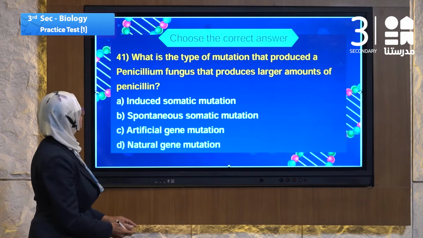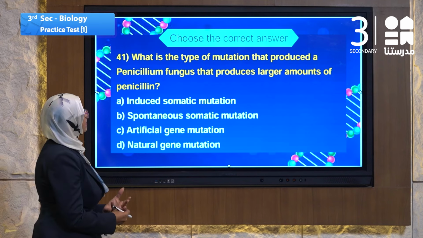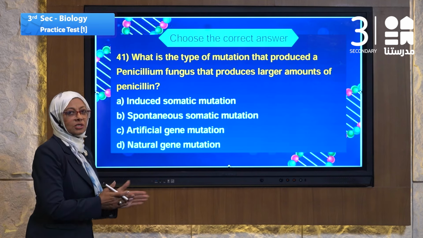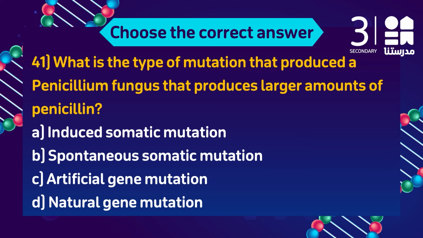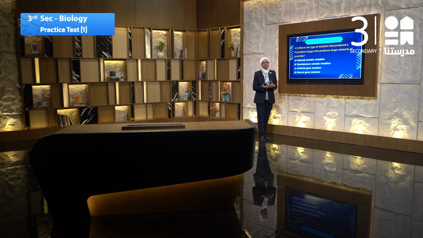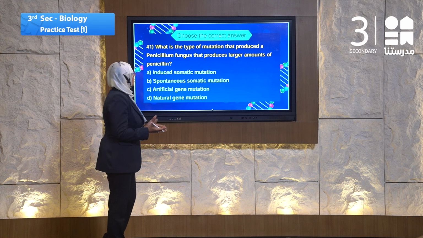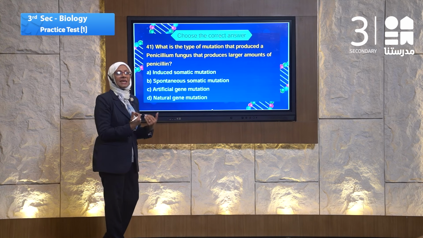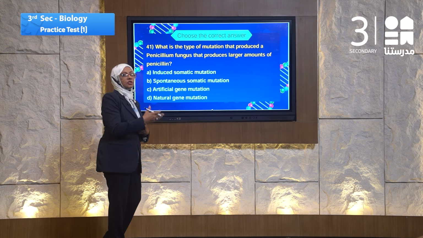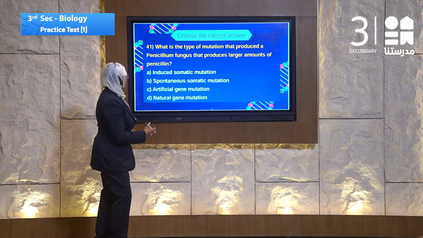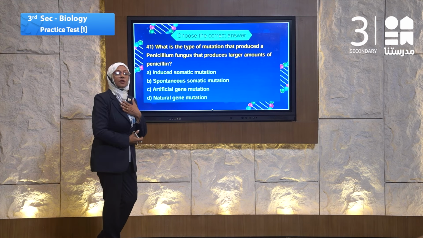Let's go to question number 41. Question number 41 speaks about the type of mutation. Let's read the question carefully. What is the type of mutation that produced a Penicillium fungus that produced a large amount of penicillin? Yes, Penicillium fungus forms penicillin as an antibiotic. Here we will make a mutation to make a large amount of penicillin. So it must be made by human beings.